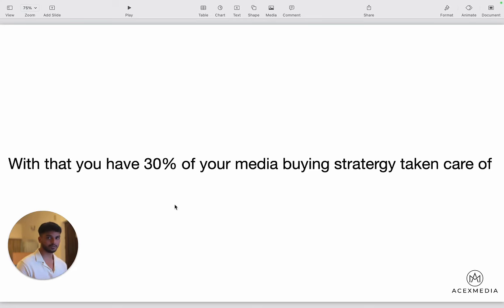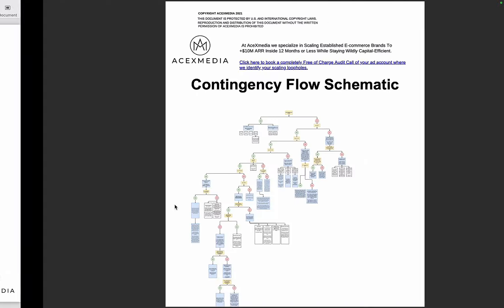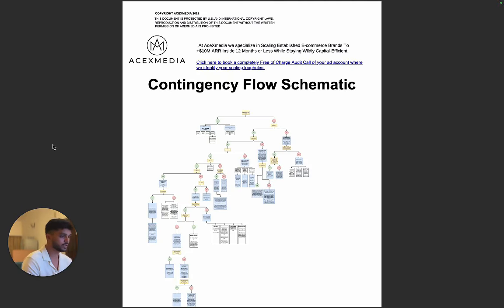So with this, you have around 30% of your media buying strategy taken care of, but there is still around 70% left. So how do you cover that? For that, you need to look into the account structure. When you run the ads, they are not going to be profitable all the time. You're going to have issues, and you need to identify those issues and work on fixing them.